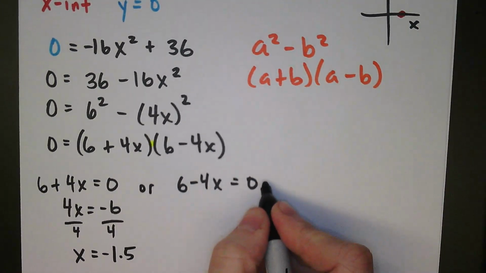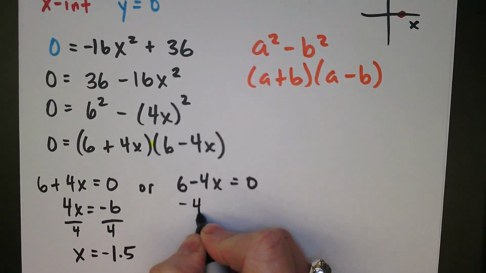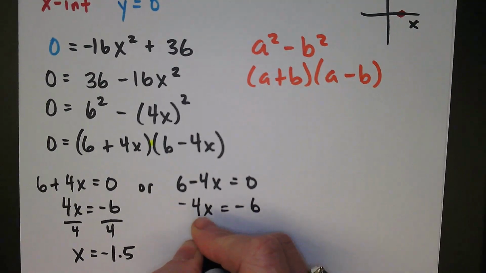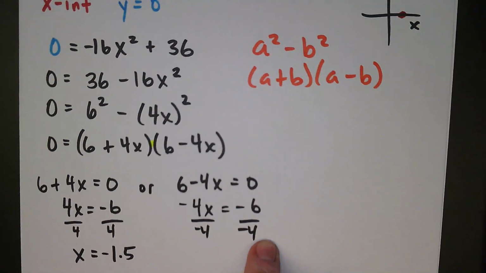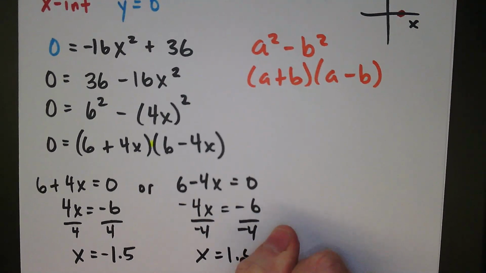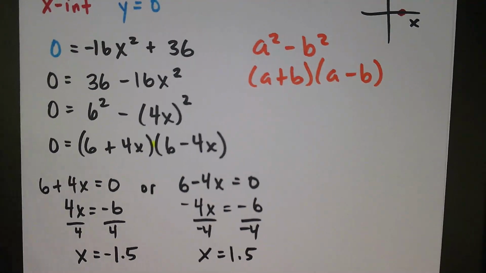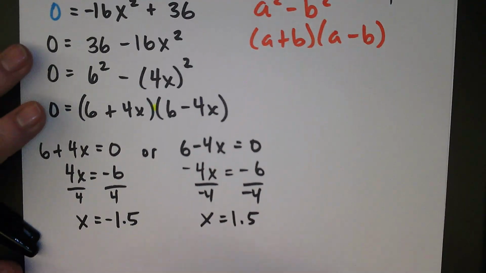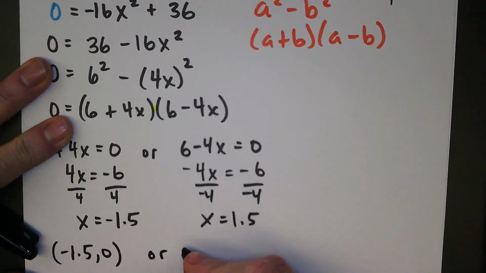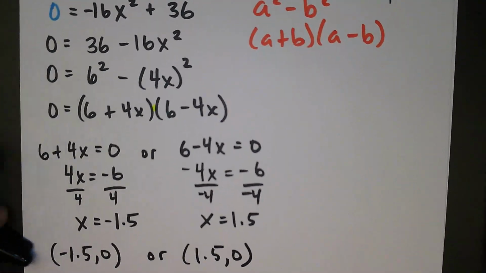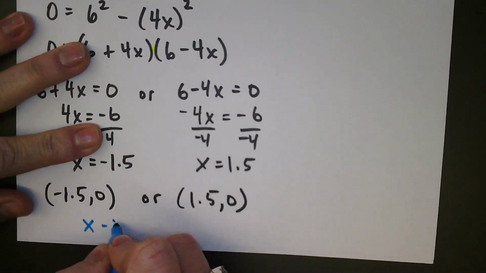Here, very similar thing is going to happen. I'm going to subtract the 6, but that's going to give me a negative 4x equals negative 6. I'm going to divide by negative 4. So pretty much the same answer, but a negative divided by a negative is a positive. I'm going to get x is 1.5. Those are my x-intercepts. I can actually leave the answers like this. That's fine. Those are x-intercepts. You can also write them as coordinates: negative 1.5, 0 and 1.5, 0. Those are your x-intercepts. And I'll go ahead and label them as such right here, x-intercepts.